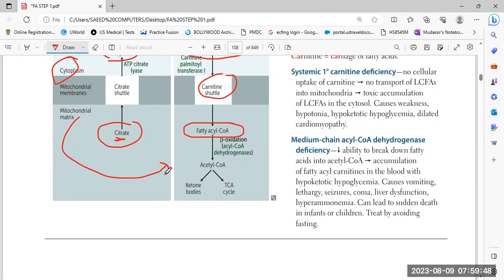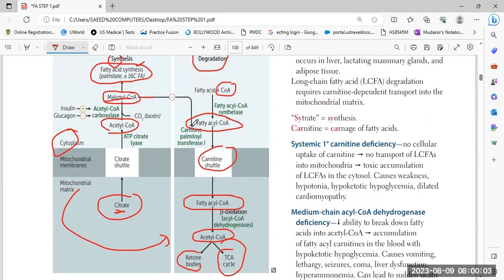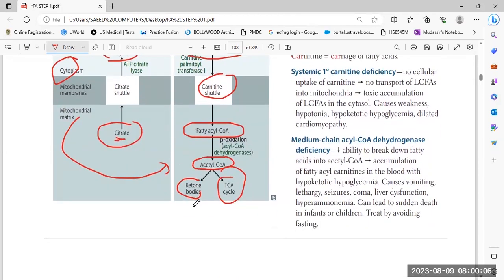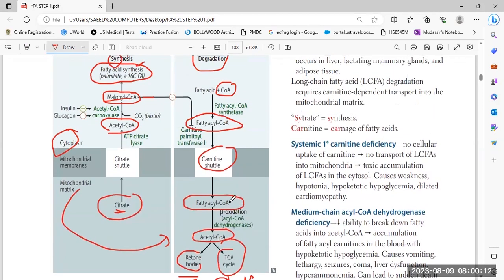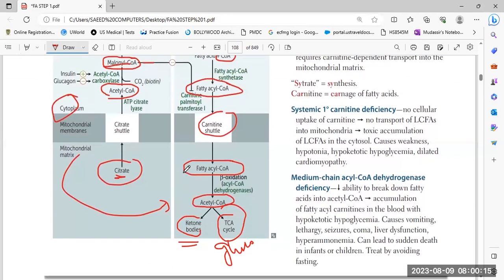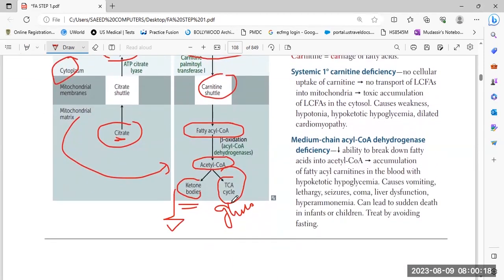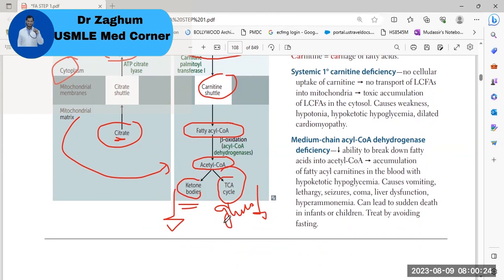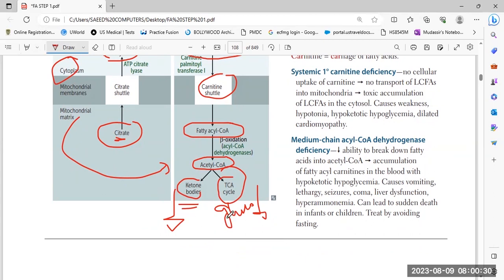You can see here you will have beta oxidation of fatty acyl-CoA. It will form acetyl-CoA. Here acetyl-CoA either forms ketone bodies or goes into the TCA cycle. So guys, remember, fat will form two things: either ketone bodies, or here you can see they can form glucose. So when you have a fatty acid enzyme deficiency, you will have decreased ketones and decreased glucose, hypoketonemia.